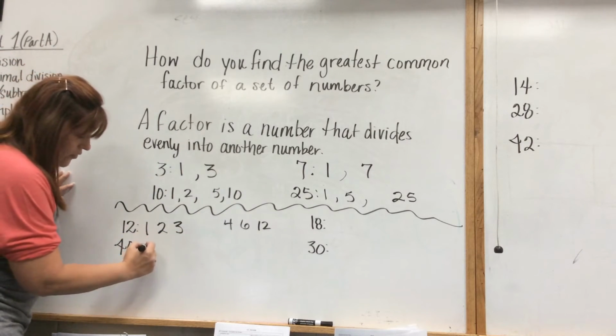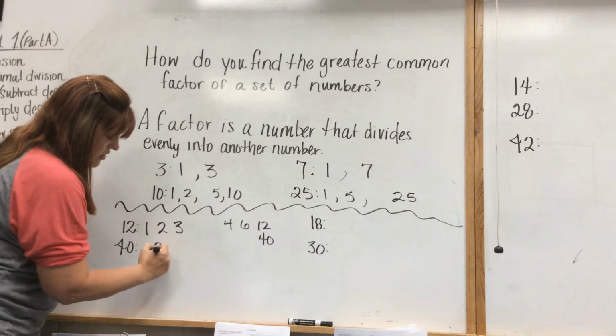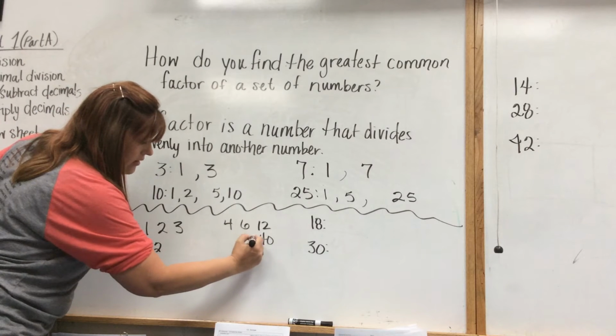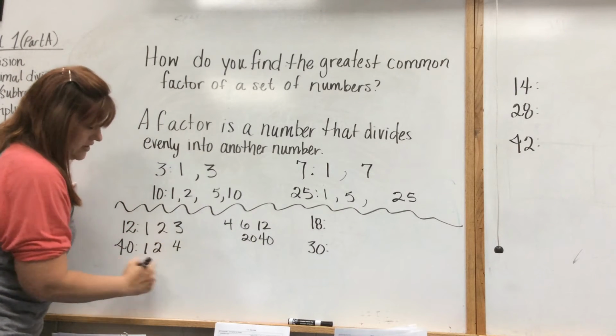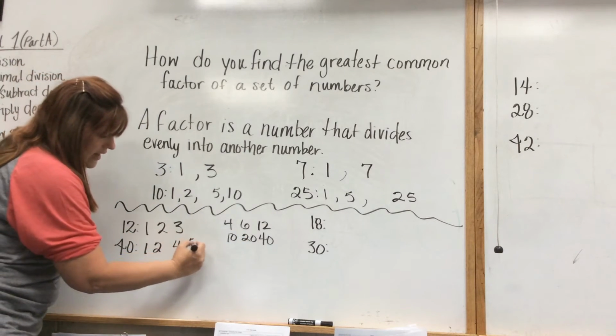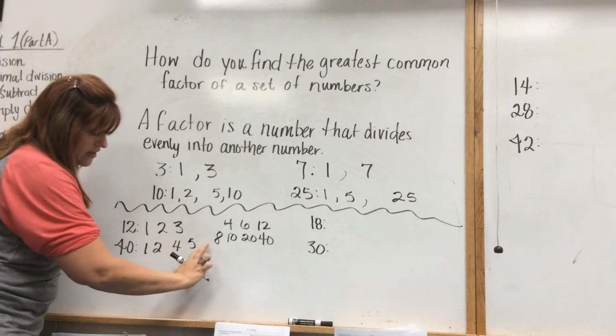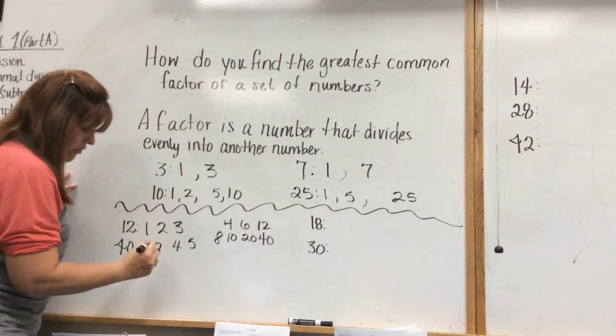I do the same thing with 40. 1 times 40. 2 goes in there, 2 times 20. 3 does not, but 4 goes in there. 4 times 10. 5 times 8. I'm going to check the numbers in between. 6 and 7 don't go in there. And I have pairs, so I know I'm done.